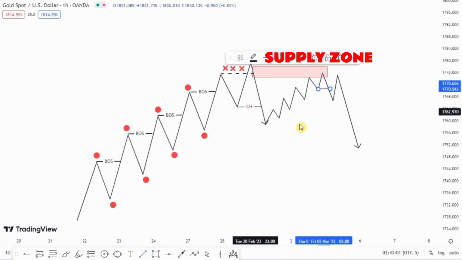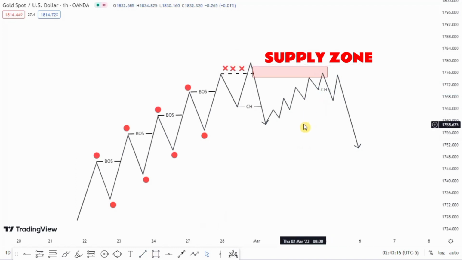So right here, what we have is a change in character, right? Because after the market has gone back to the supply zone, it's going to repeat the same process. So now you have to wait for a confirmation, which is a change in character, and then you sell from the minor supply zone. Let me just mark it out so that you see that minor supply zone there.